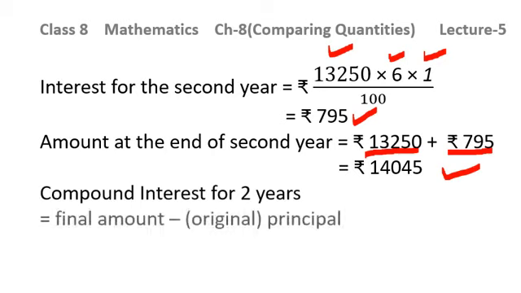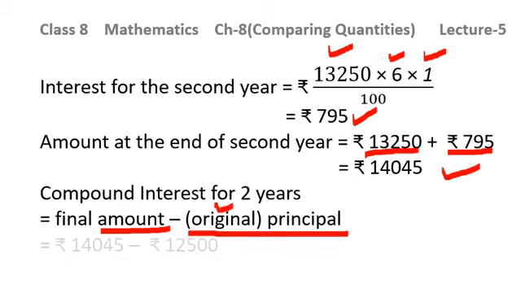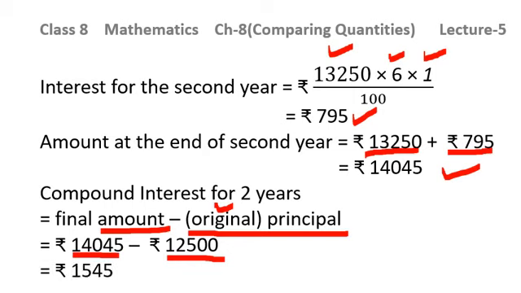Now I need to find compound interest. Compound interest for 2 years will be final amount minus original principal. Here you will be taking original principal. So final amount is 14,045 minus 12,500, the original principal. Then it will be 1,545. This will be your compound interest for 2 years.